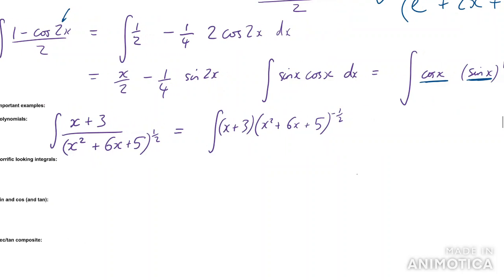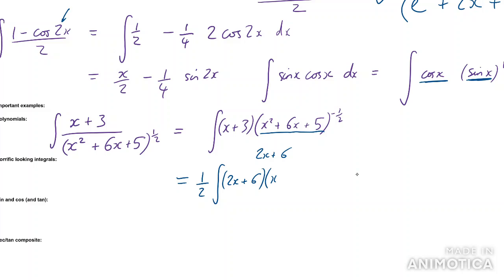Now, if we look at this, this is our f, and if we differentiate that, we get 2x plus 6. So we need a 2x plus 6 on the outside. And so we can make that match exactly by taking a factor of a half out and rewriting. So instead of x plus 3, we've now got 2x plus 6. Think about it, a half times 2x plus 6 is just x plus 3.